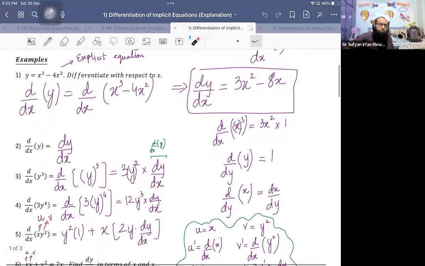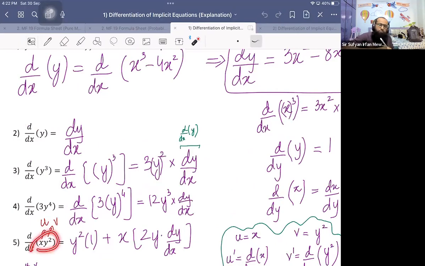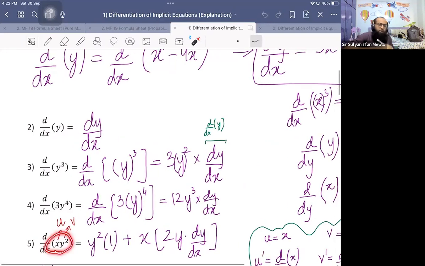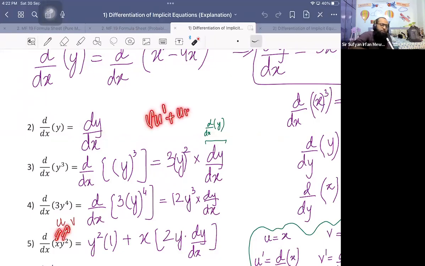Let's suppose I'm trying to differentiate xy square with respect to x. Then what will happen? We know that x and y square are a product of each other, right? So when two functions are a product of each other, we apply the product rule. One of the functions is u and the other function is v, and the product rule is vu prime plus uv prime, right? We have covered this product rule in the general category of differentiation.